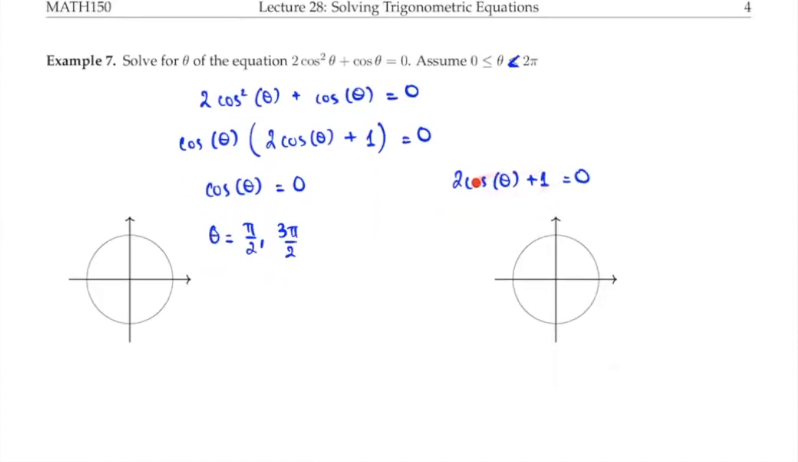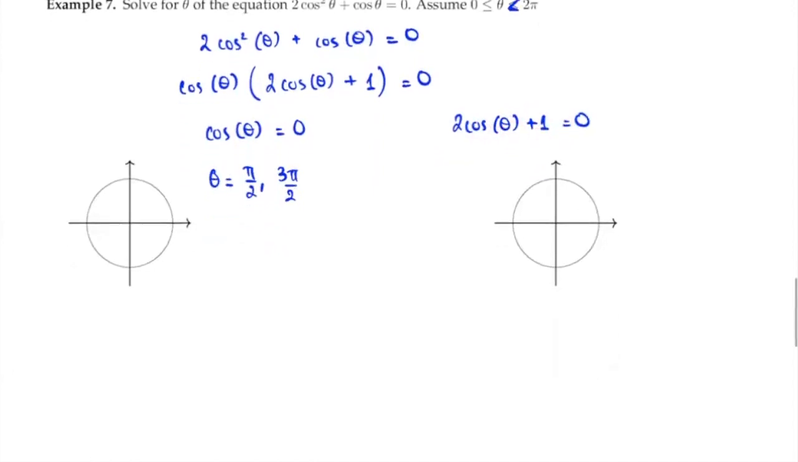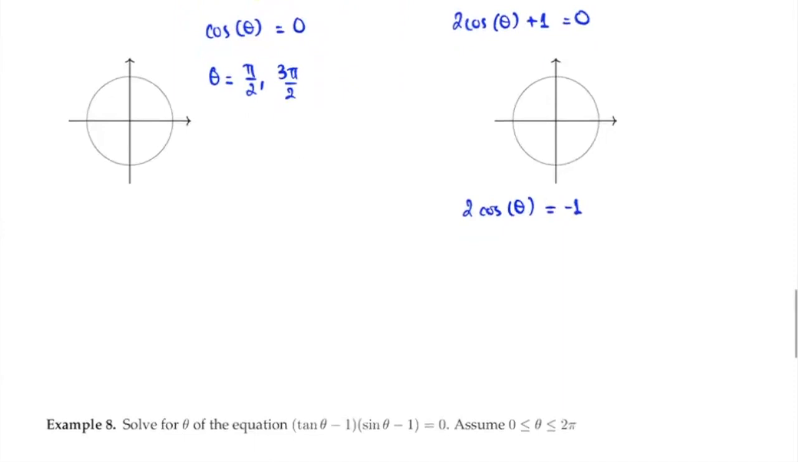Now, for the second equation, you have to manipulate the equation to get cosine of theta by itself. So what I do is I move 1 to the right-hand side, and I get 2 times cosine of theta equal to -1. And then dividing both sides by 2, I have cosine of theta equal to -1/2. Okay, so what you do now is you find the reference angle and then the angle measure.